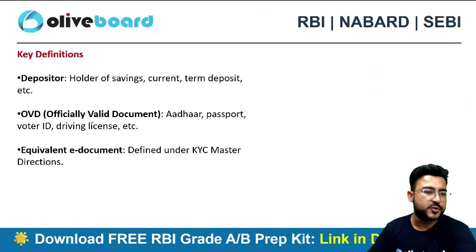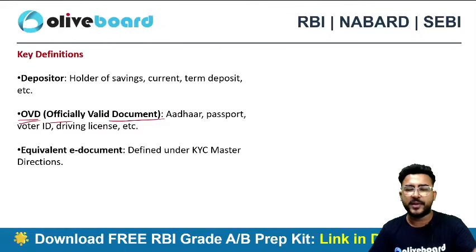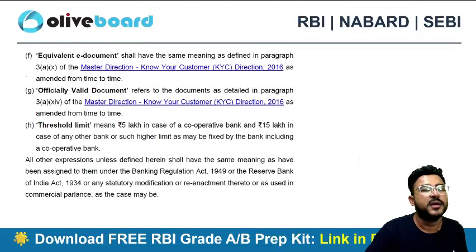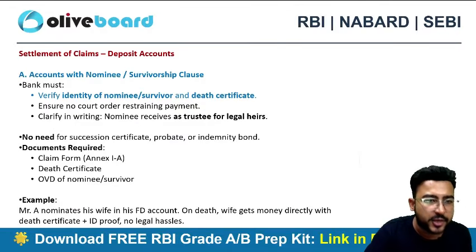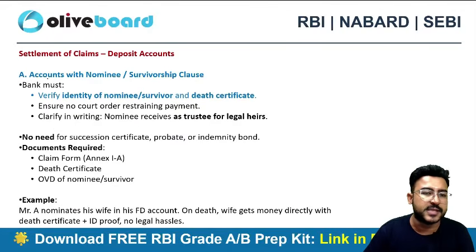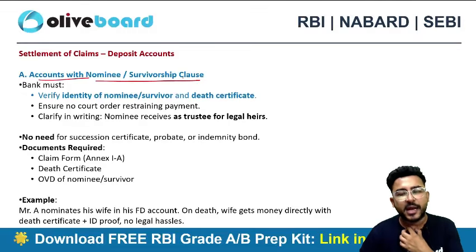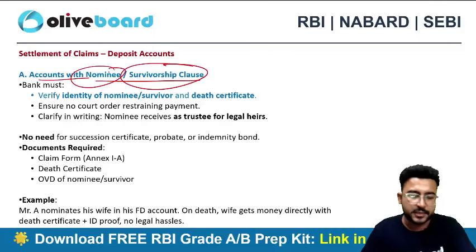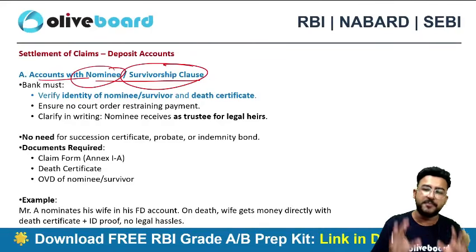Then what other things you need to know is the full form of OVD, which is officially verified valid document. It can be Aadhaar, it can be passport, as per the KYC directions. The very first thing is account with nominee. Let's suppose the customer passed away, and the account has a nomination or a survivorship clause. Then I can say it is one of the simplest methods.